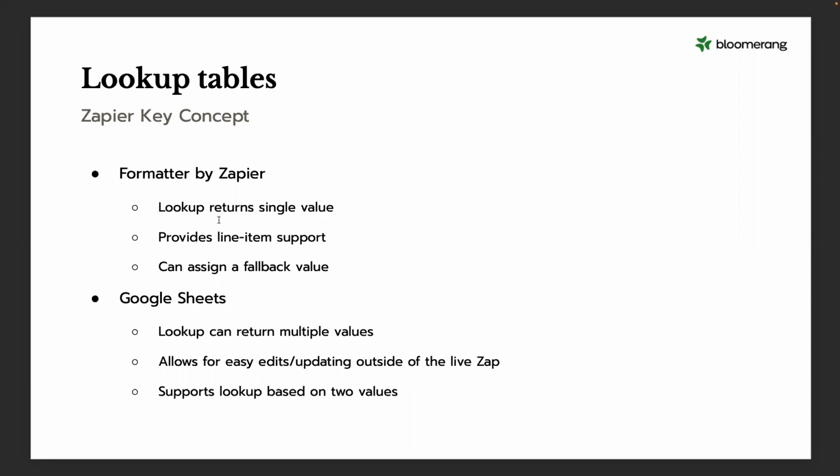Google Sheets also allows users to easily edit and update the lookup table outside of the live Zap. So if you don't want to be making edits or updates in the Zap that is live and running, a Google Sheet is a great option to manage a lookup table in a way that your team can access, again, without touching the live automation. And it also can support a lookup based off of two values.